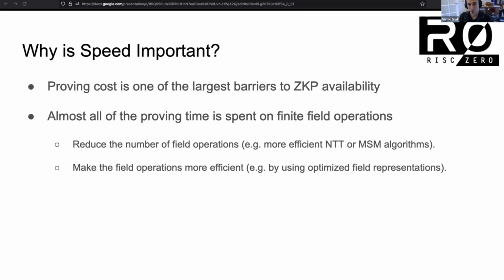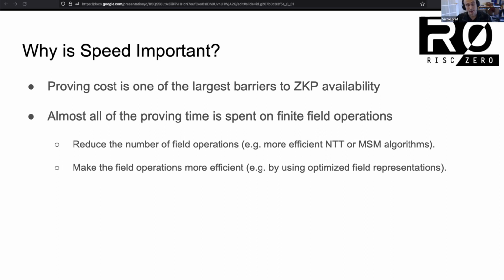So if we're implementing an NTT algorithm, or a multiscalar multiplication, which are the two heaviest operations in zero-knowledge proof production, we can work hard to make the most efficient possible NTT or MSM algorithm that uses as few multiplications as possible, or as few additions as possible in other operations.